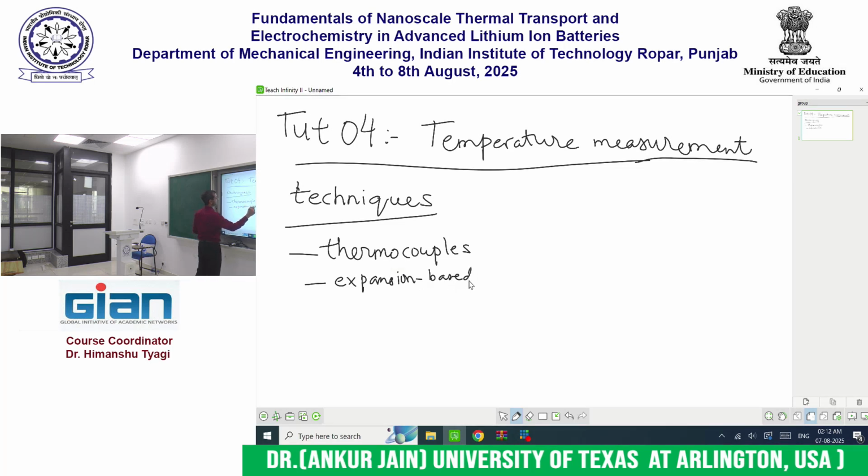Maybe I can redefine my list. I am asking you, what are the different ways in which temperature can be measured? So this is by measuring a potential difference due to temperature. This is by measuring expansion because of temperature. What other effects can be used to measure temperature? Change in what? Sorry, length? That is expansion. How about change in resistance?